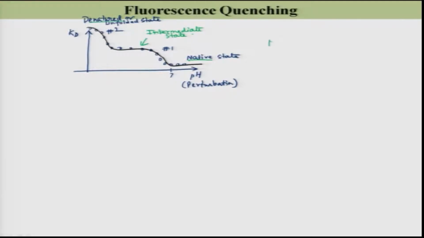So, in this case the denaturation is not a two-step process, this is a three-step process. So, I can write that the native state of the protein is first changing to some stable intermediate state, and then this is converting to the unfolded state. So, this is a three state process. Okay. We can also study the protein drug interaction by this method.